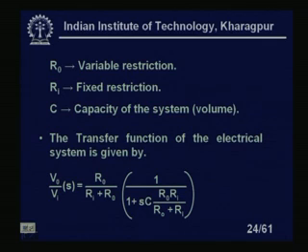The transfer function of the electrical system can easily be found, and is given by Vo by Vi equal to Ro by (Ro plus Ri), multiplied by 1 upon (1 plus sC Ro Ri upon (Ro plus Ri)).